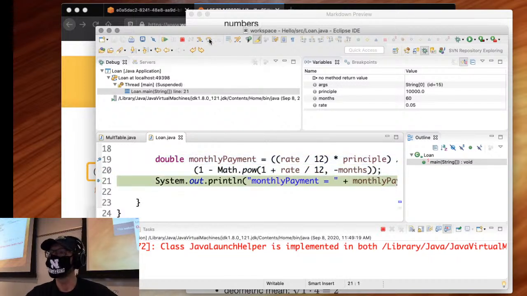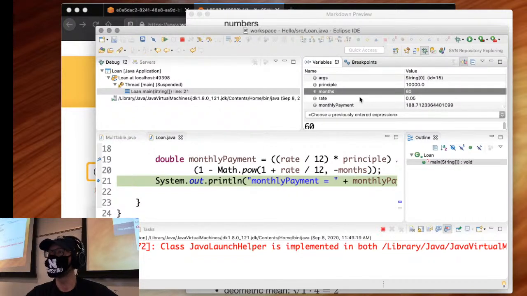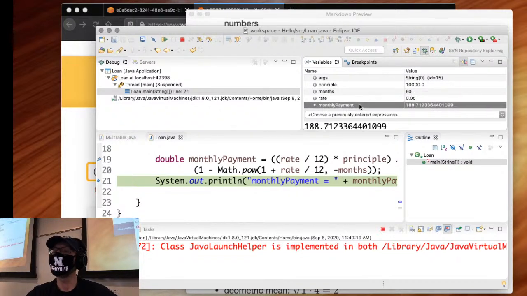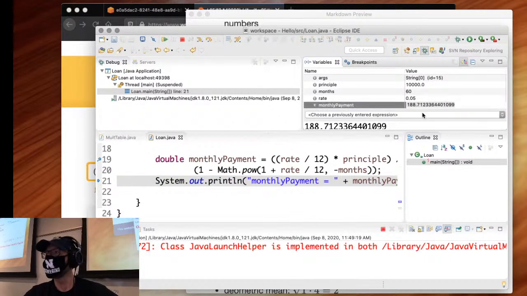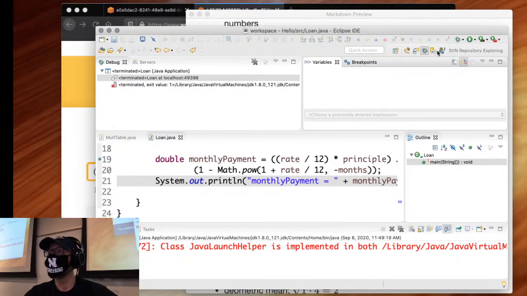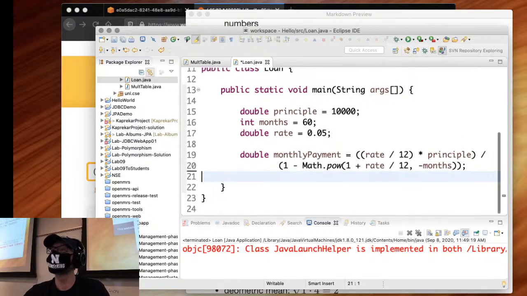Step, step, step. And my rate, I can look at my variables over here. There's months, there's rate, there's the monthly payment. I didn't have to write this print statement to see what was in that variable. I could just run a debugger and see that it's 188.71. I'll go ahead and stop the debugging process here. To get back, make sure that you click back onto your other perspective, out of your debugging perspective, and that would save you a lot of time for having to write a bunch of print statements.